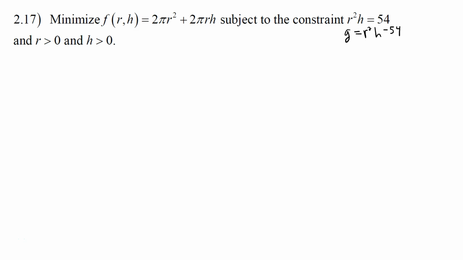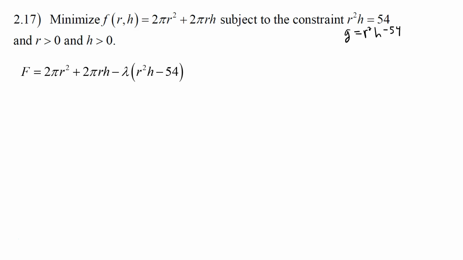We create this function capital F that will be f, the little f, minus lambda times g. Also we have the fact that r and h must be positive. We'll see where that comes in later. So the first step is to create this capital F function, and we need to take the partial derivatives of it. There's 3 that we need.